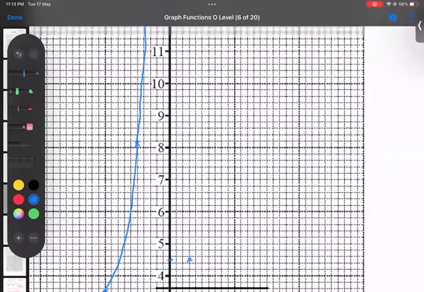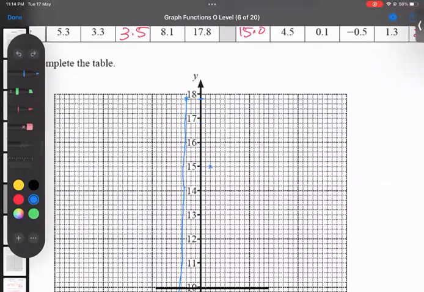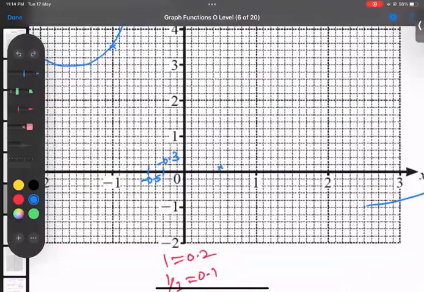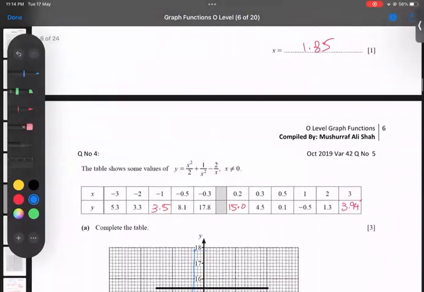Let's talk about the next part. Next part is x is 1, y is negative 0.5. 1 and negative 0.5. X is 1, this is 1, and negative 0.5, 0.2, 0.4, 0.6, in the middle here. So it means this point.